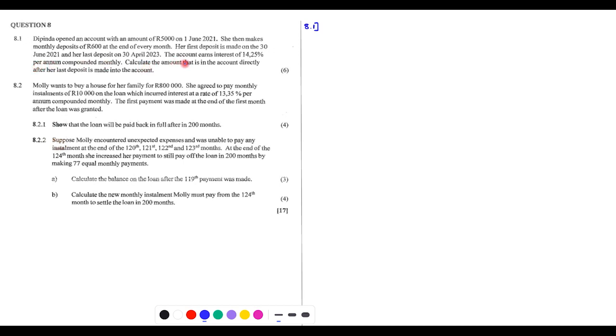Now let's calculate the amount that is in the account directly after her last deposit is made into the account, right? Very important. After her last deposit is made in the account, right? All right, so let's go ahead and look into this one. Now here, first of all, what happens is Tapinda opens an account with a certain amount, right? 5,000. But then after that, what happens? She then commits into depositing 600 at the end of every month, right?